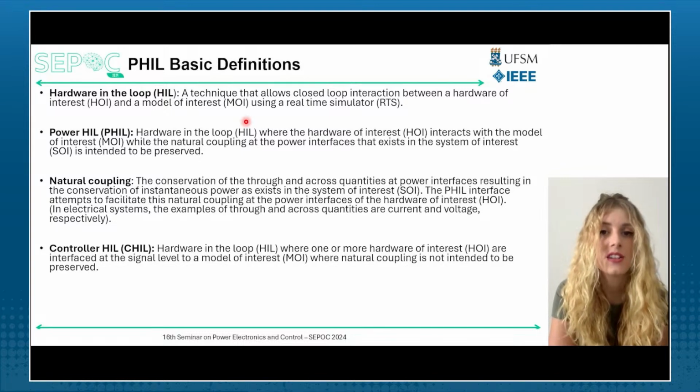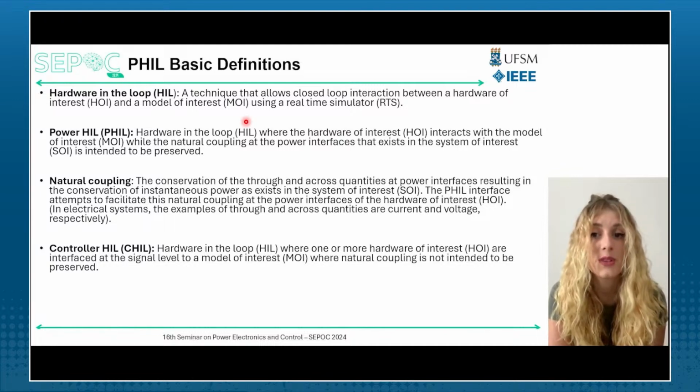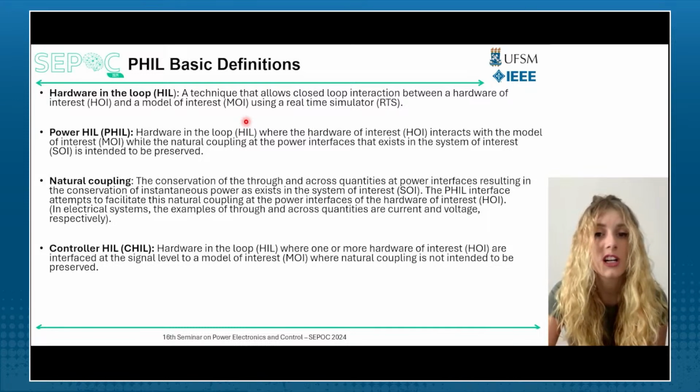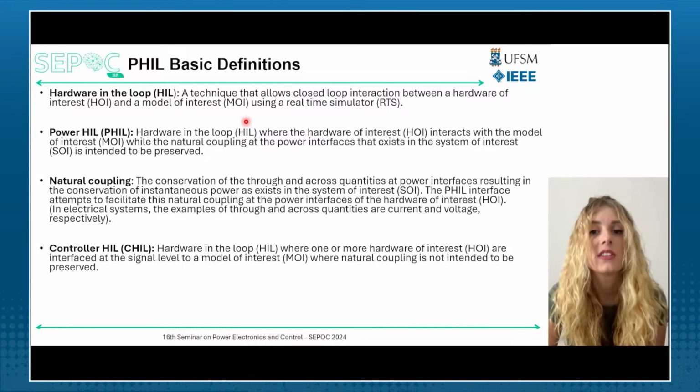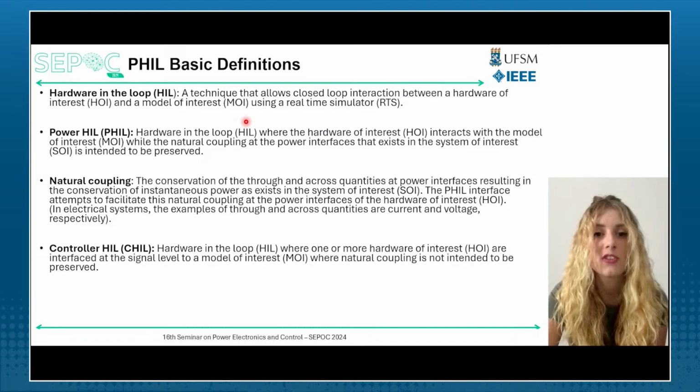What does this natural coupling mean? In simple words, it means that instantaneous power on power interfaces of hardware of interest is preserved. So with power hardware in the loop, we are preserving these natural couplings and providing instantaneous power, current and voltages that the hardware will actually work with.